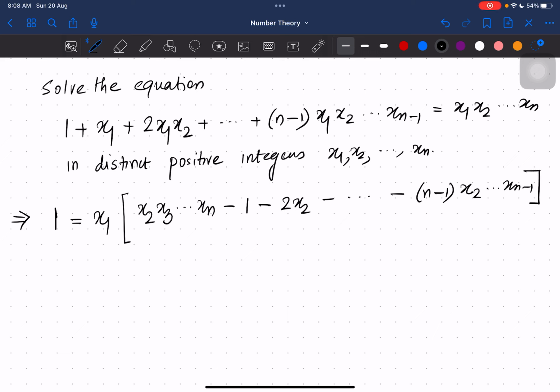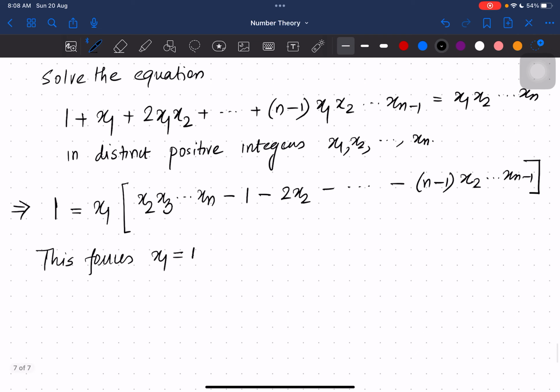So now the thing is this multiplication is 1, so it forces x1 has to be 1. Other than that, that is not possible because both are integers. Both of those multiplication terms are integers. So this forces, and positive also, x1 equals 1.